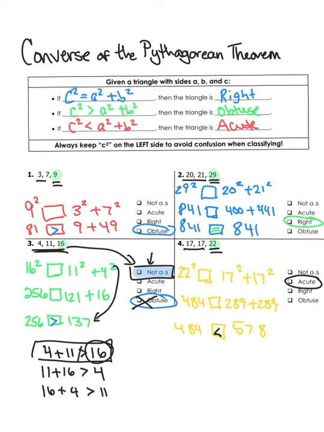So in these four examples, I have an example of an obtuse, an acute, a right, and an example of one that is simply not a triangle. So this video was the example of the converse of the Pythagorean theorem.